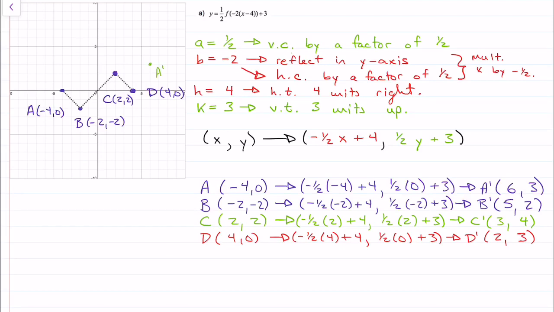Now we just have to plot these points. So here is A prime, B prime, C prime, and D prime. And then we're just going to connect them in order. So A to B to C to D.